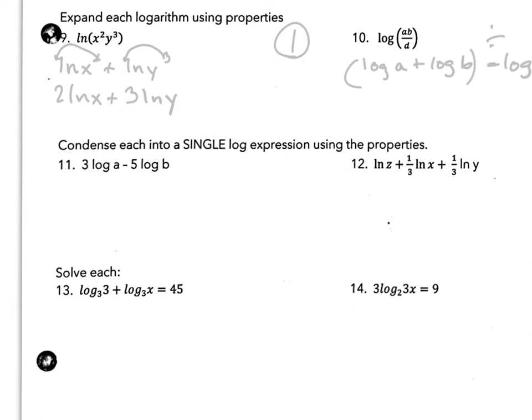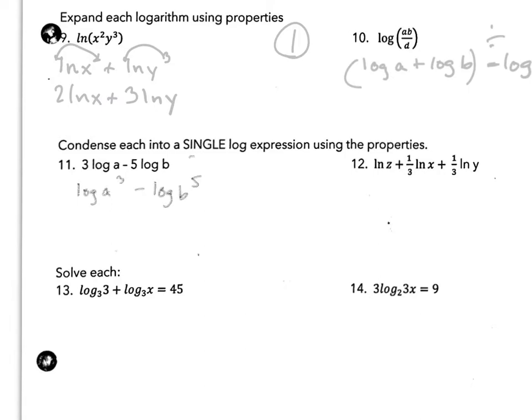Now to put this back together, I'm still trying to make this darker. It's just not working. All right, so this is a power, so now we're going to have log of a to the third minus log of b to the fifth.